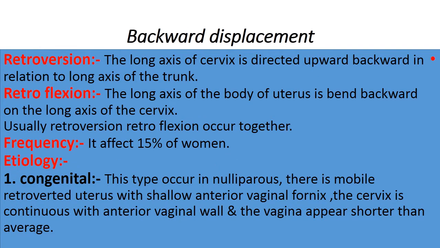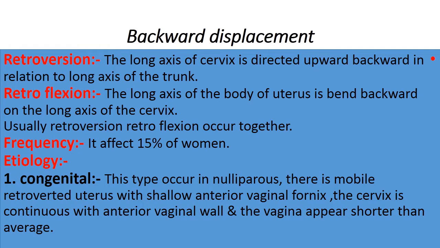We have several types of uterine displacement. It can be lateral displacement, backward displacement, in addition to forward displacement. What we discuss in this lecture is the backward displacement, I mean retroversion and retroflexion. What is the meaning of retroversion? The longitudinal axis of the cervix is directed upward and backward in relation to the longitudinal axis of the trunk of the mother. Retroflexion means the longitudinal axis of the body of the uterus is bent backward on the longitudinal axis of the cervix.